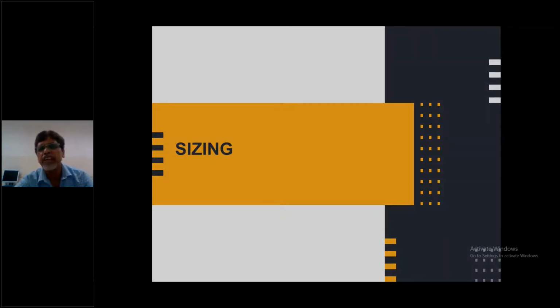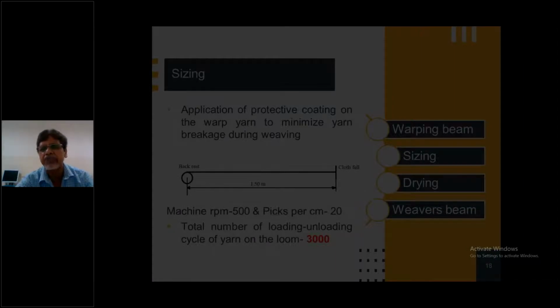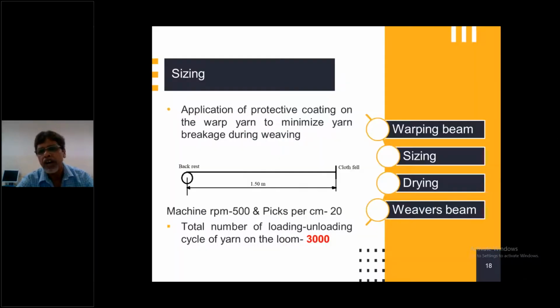All of you know that sizing, drying, and reversing are the processes by which we convert it. But as we said, the application of a protective coating on the warp yarn is to minimize breakage during weaving. That's the whole aim. And why do we need that kind of protection? I will just give you an example here. Suppose in our batteries there is a yarn and cloth thread. In between them there is a length of 1.5 meter, and every yarn length will be there.